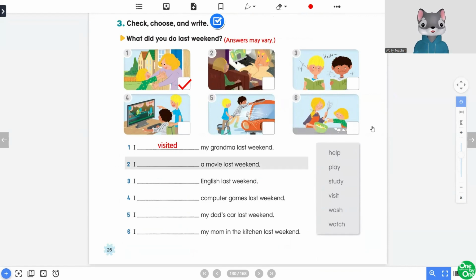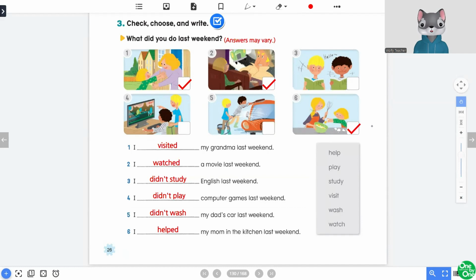Number 2, what did you do? I watched a movie last weekend. Number 3, I didn't study English last weekend. Number 4, I didn't play computer games last weekend. Number 5, what did they do? I didn't wash my dad's car last weekend. Number 6, I helped my mum in the kitchen last weekend.